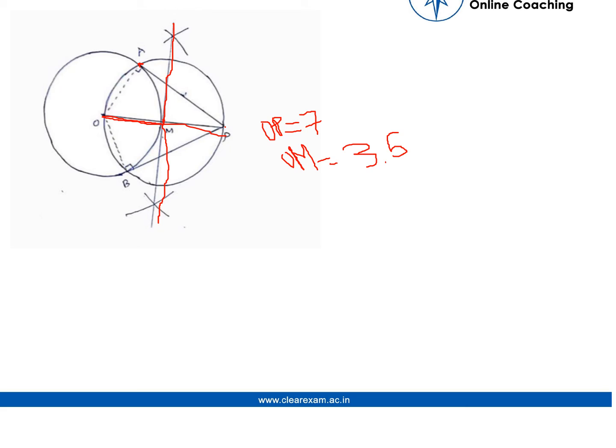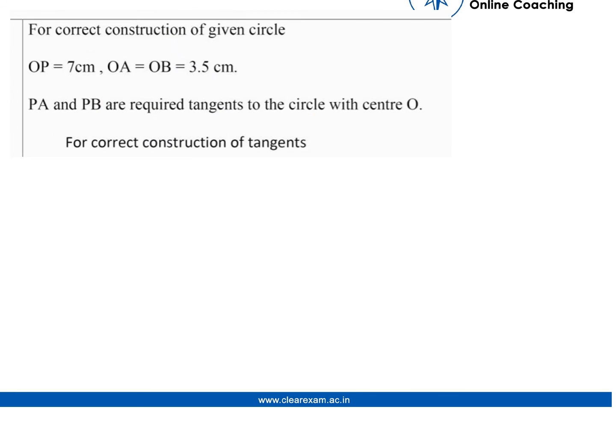It intersects the given circle at 2 points which are A and B, and we join these points with P, so this becomes PA and PB, which are the tangents of the circle and which are also perpendicular to the radius. Here is our given justification.